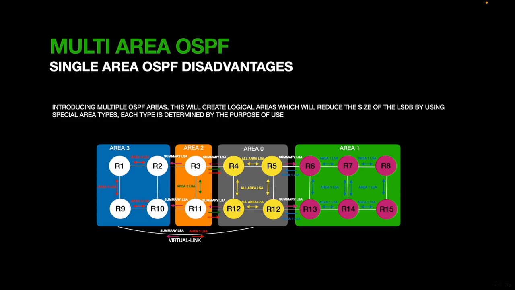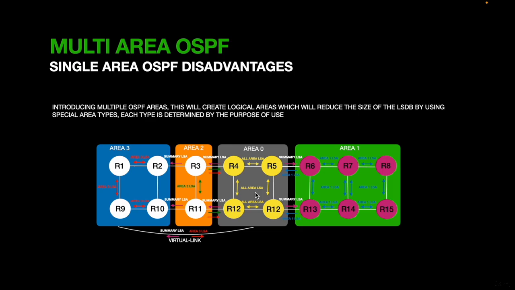Also, it is important to mention that area 0 is the backbone area, or you can say that area 0 is the core area, and the routers in area 0 should have the more powerful devices configured inside it, because routers in area 0 will receive LSAs from any other areas.